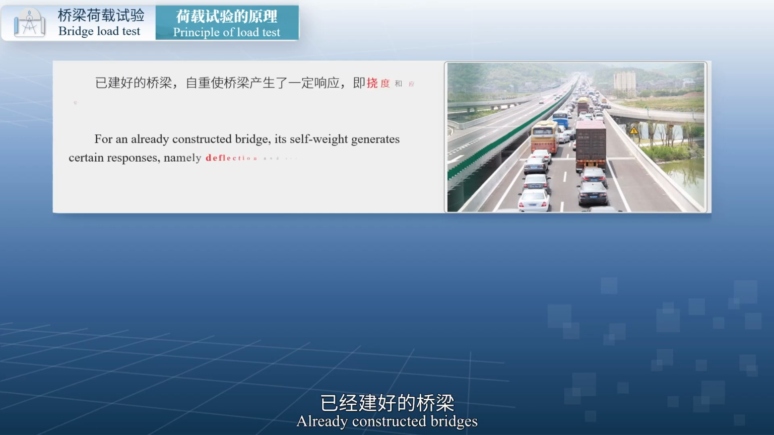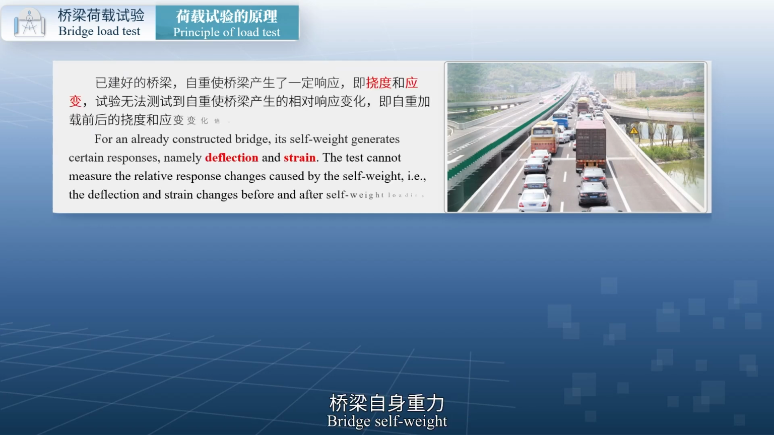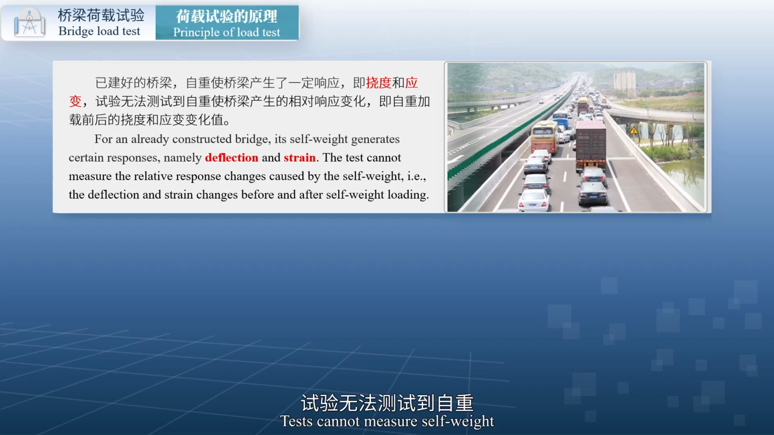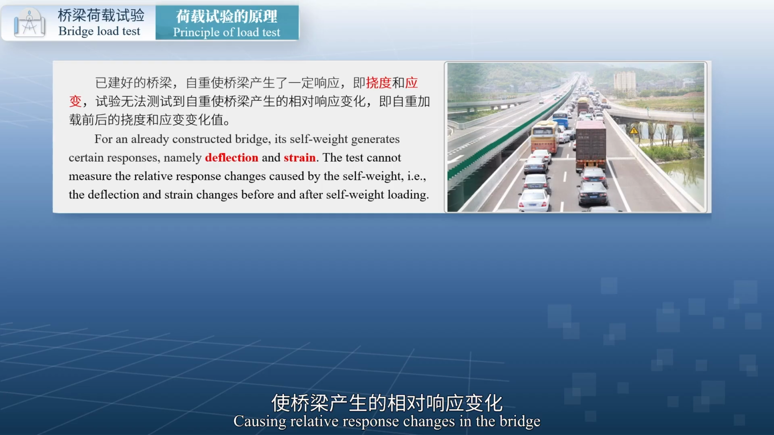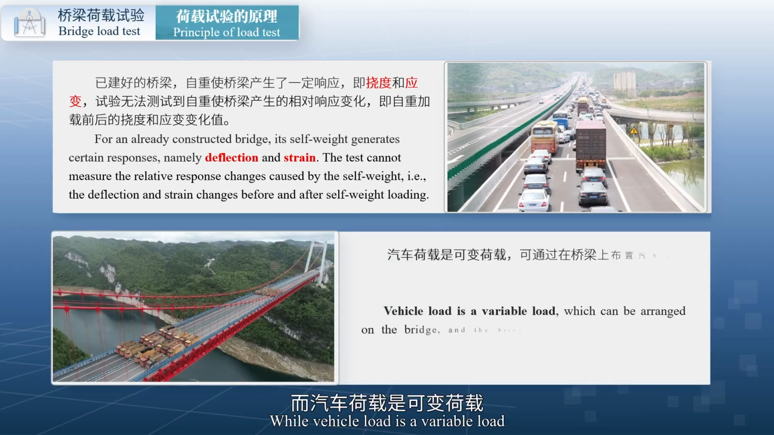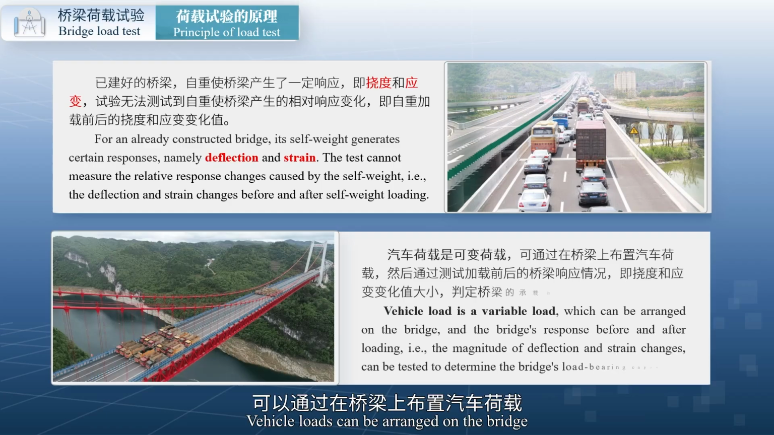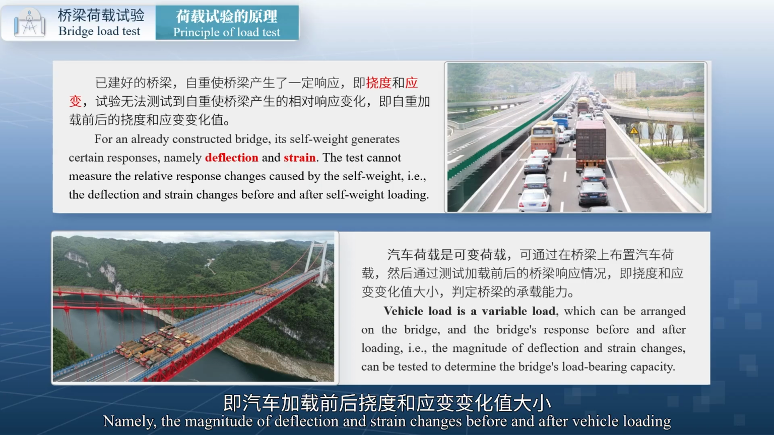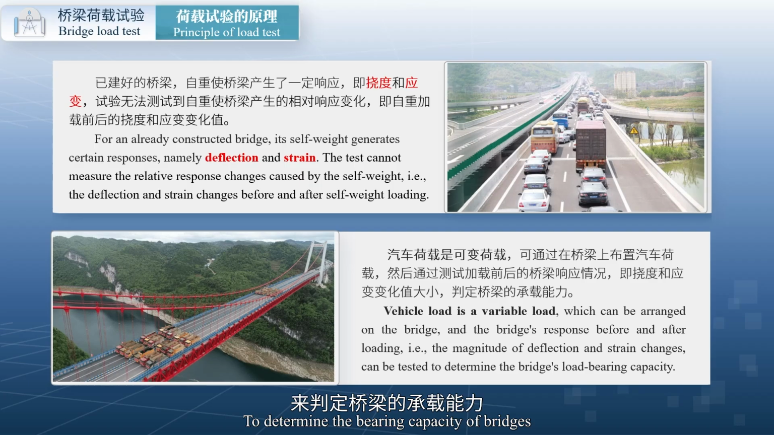Second, already constructed bridges. Bridge self-weight has already caused a certain response in the bridge, namely deflection and strain. Tests cannot measure self-weight, causing relative response changes in the bridge, namely the deflection and strain changes before and after self-weight loading. While vehicle load is a variable load, vehicle loads can be arranged on the bridge. Then, by testing the bridge response before and after loading, namely the magnitude of deflection and strain changes before and after vehicle loading, we determine the bearing capacity of bridges.